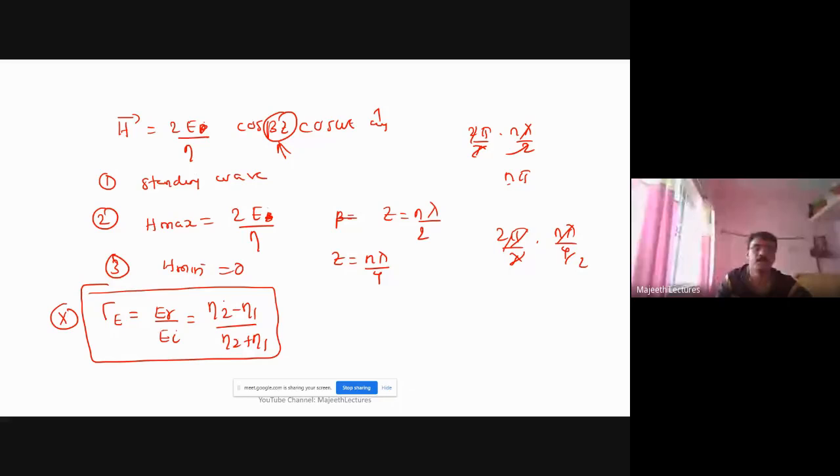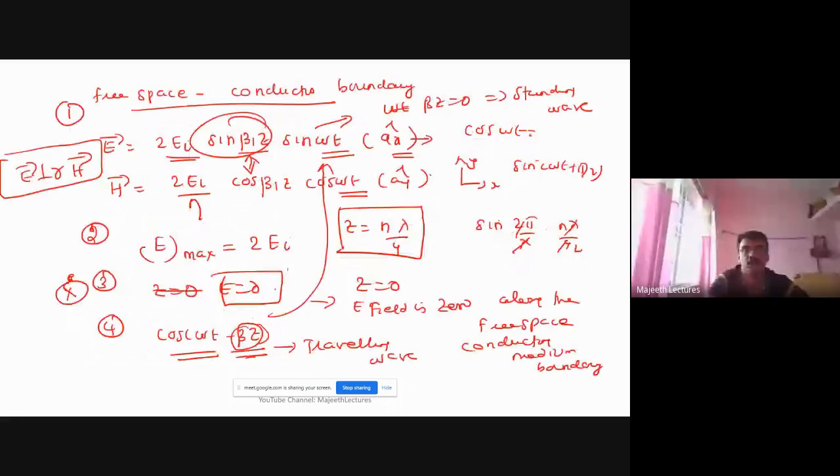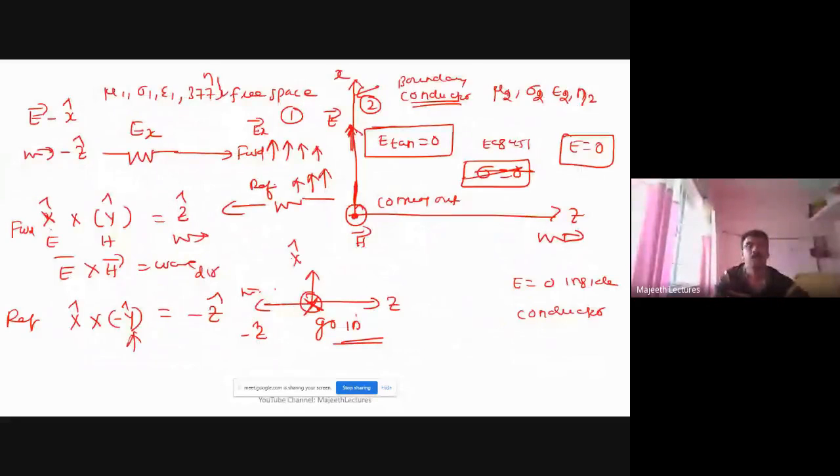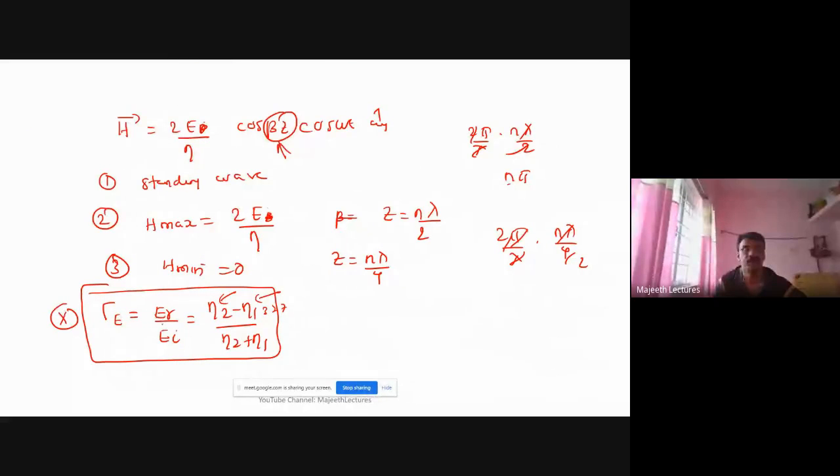Eta 2 is the intrinsic impedance of the second medium. Eta 1 is free space. That is 377. Yes or no? We see eta 1 is 377, eta 2 they will give in the problem. They will solve. This is the reflection coefficient for electric field.